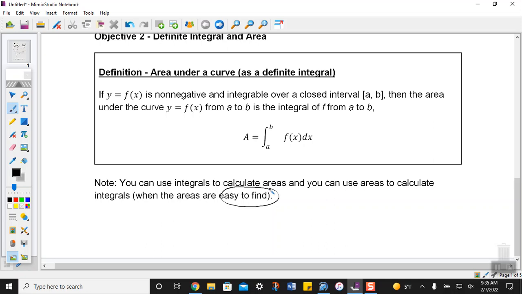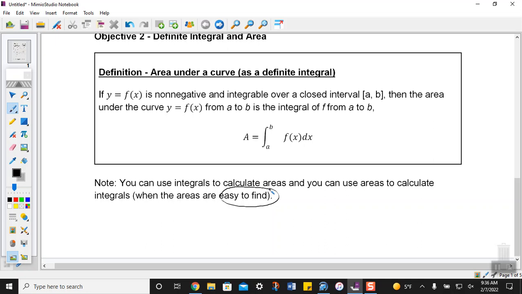If this was a graph right here, this was A, this was B, would this area under the curve be easy to find? Yeah. Why? It's a triangle, right? We know area formulas for certain shapes. Sometimes the graphs produced from f of x are going to give us a specific shape, in this case a triangle. But what about this, my friends? Is there a formula for finding the area under a curve like this?